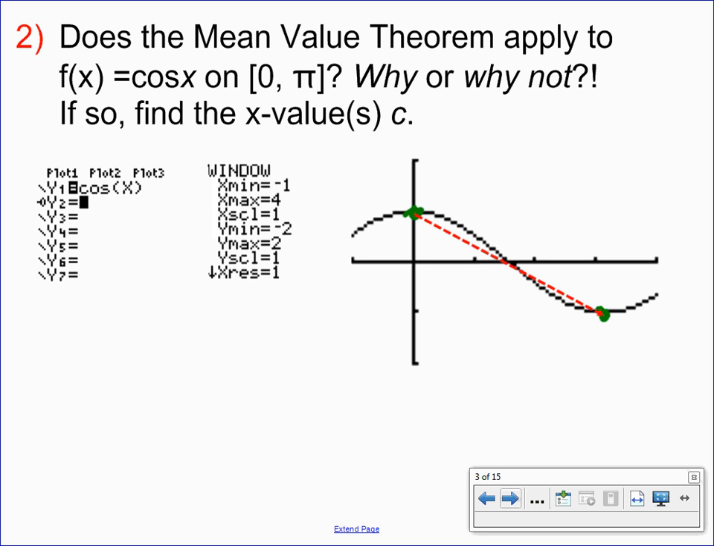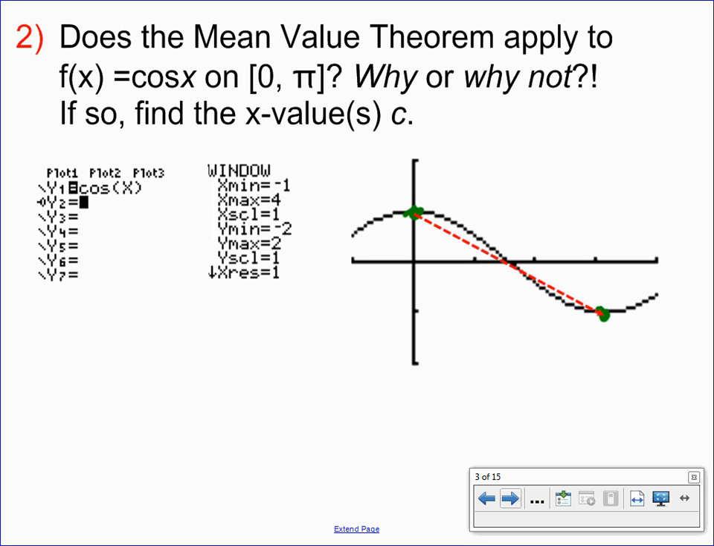So what I've done is I've drawn in the secant line connecting the endpoints. Our job is to, one, figure out the slope of that secant line, and then two, figure out where the slope of a tangent, that is f prime, the instantaneous rate of change of the curve, is equal to the slope of that secant line. So first, let's do my slope of the secant line calculation.